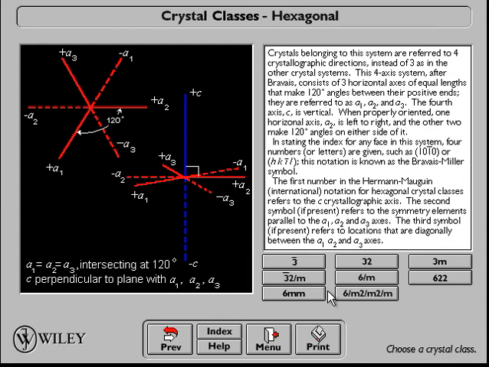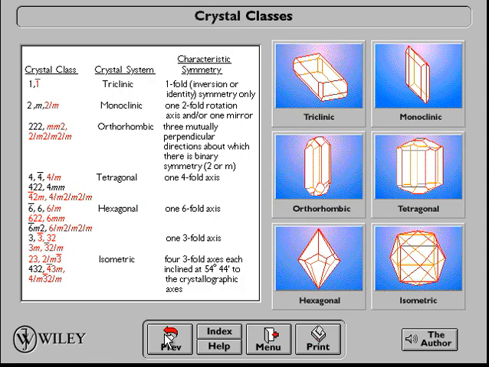So, I have shown you now 8 examples, and you should go through all these examples again in detail, yeah? So now we are going to the last example, the isometric. Therefore we have crystal classes 23, 2 over m 3-bar, 432, 4-bar 3m, 4 over m 3-bar 2 over m.